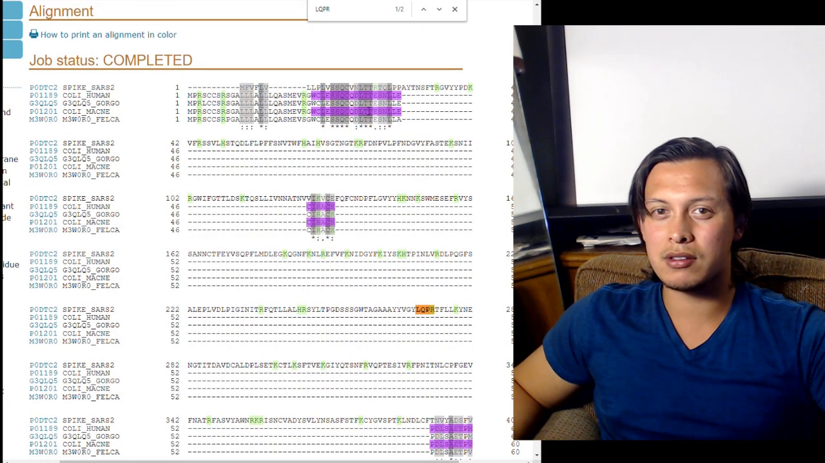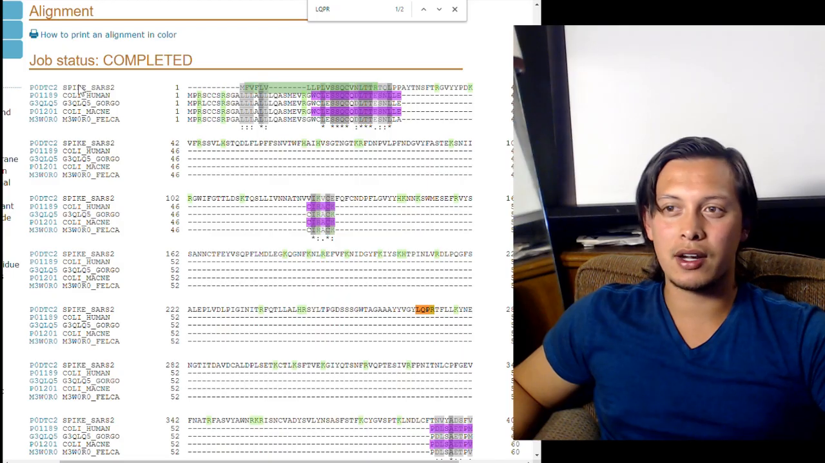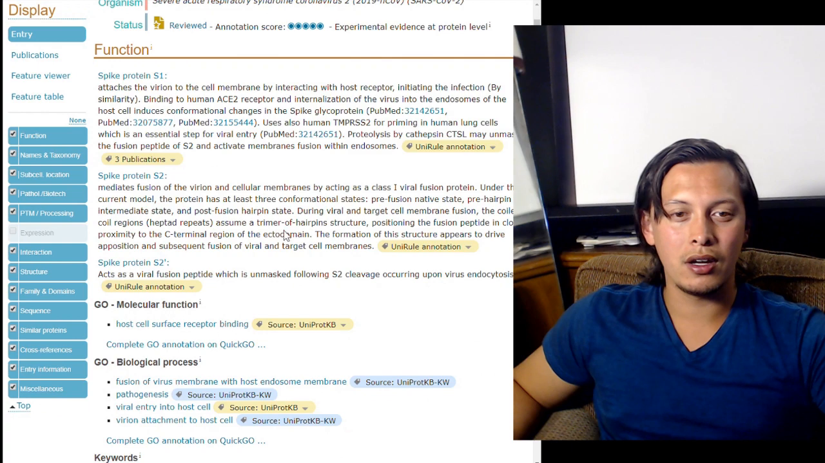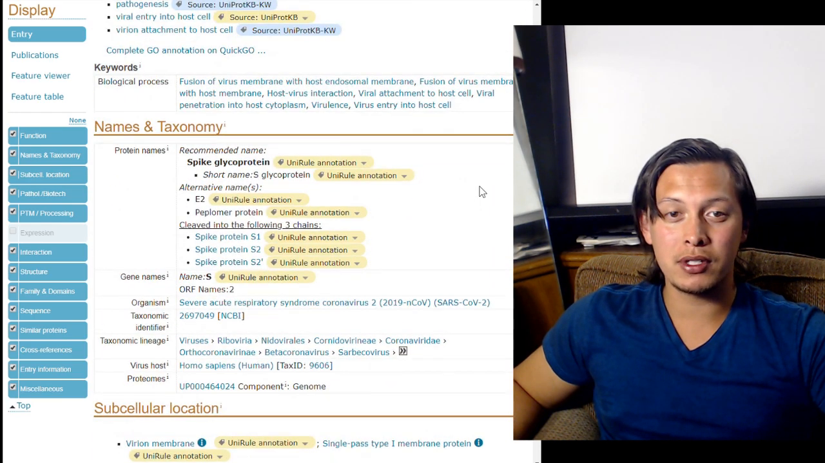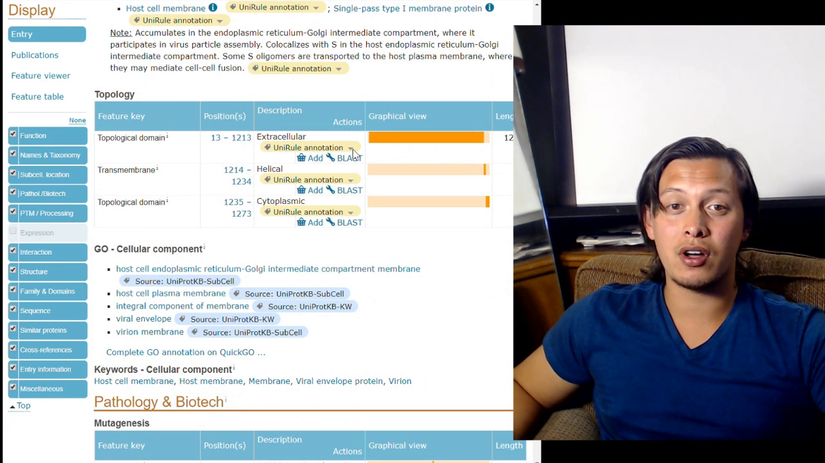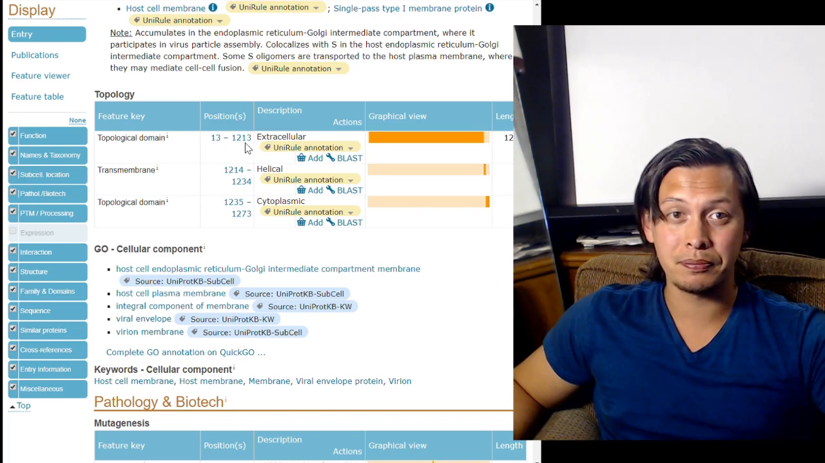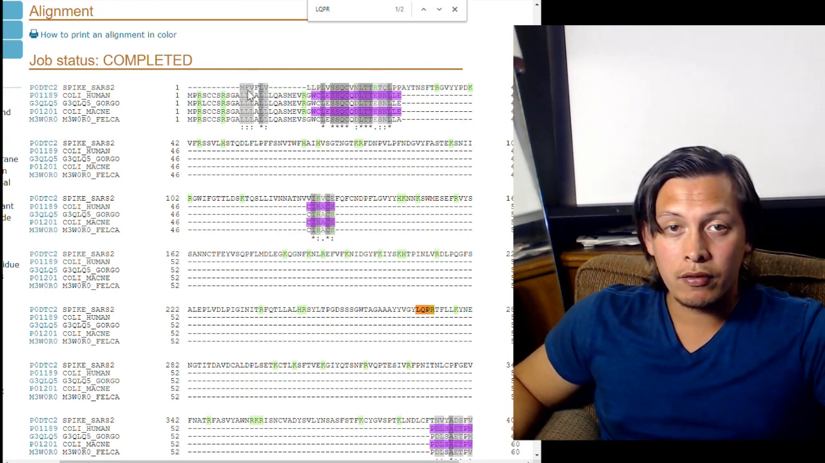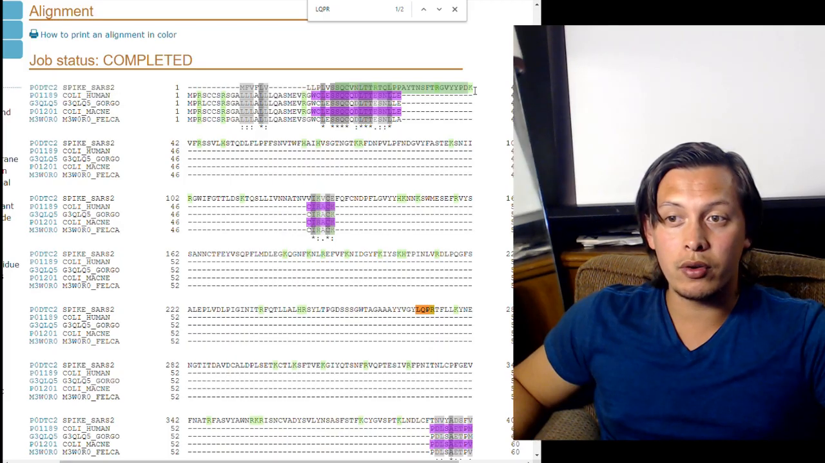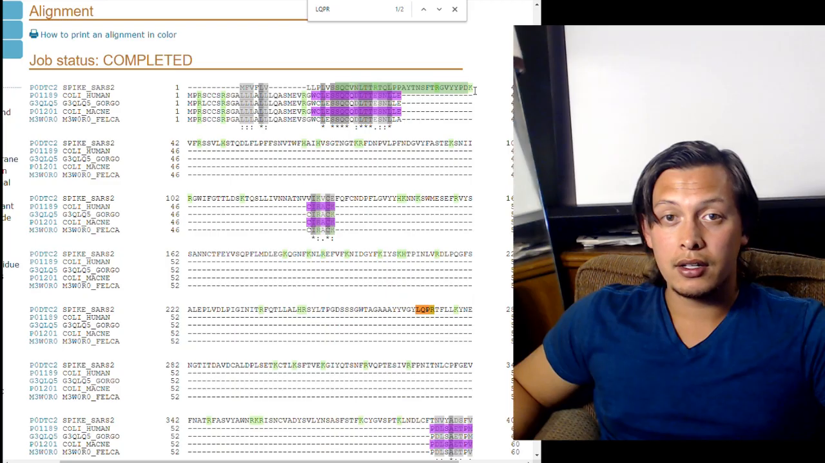So perhaps this area is protected in some way, shape, or form. I said I was going to quit, but I'm going to keep on going. So with the spike protein, this is the topological domain, and it's all from 13 to 1213. It's all extracellular. So going back, 1, 2, 3, 4, 5, 6, 7, 8, 9, 10, 11, 12, 13. So from here on out, it's outside of the cell.